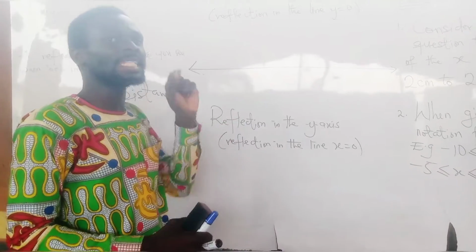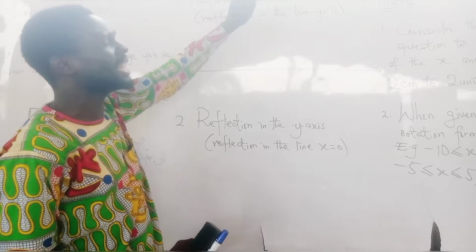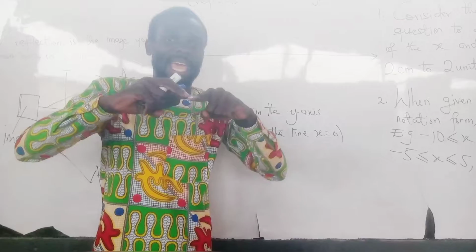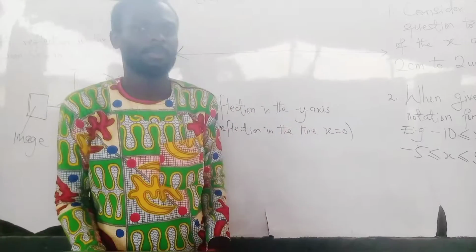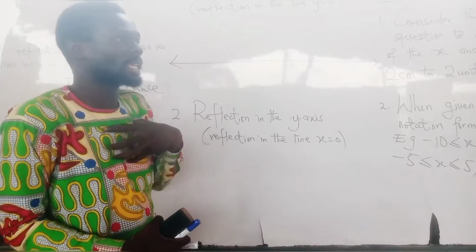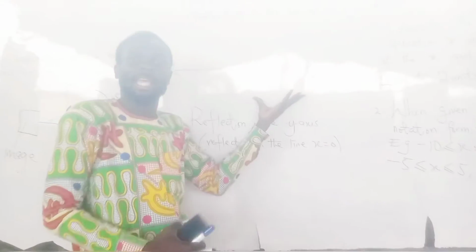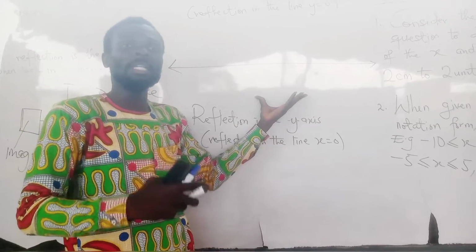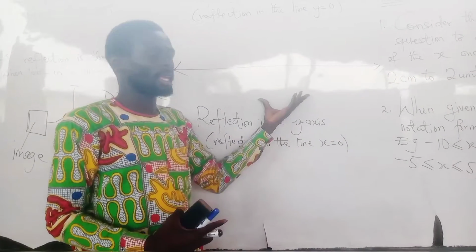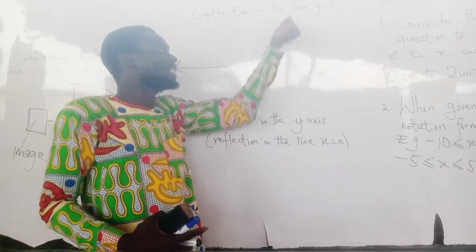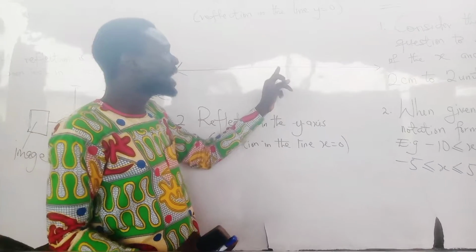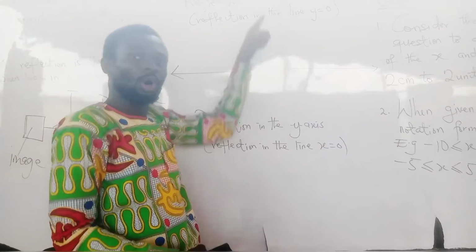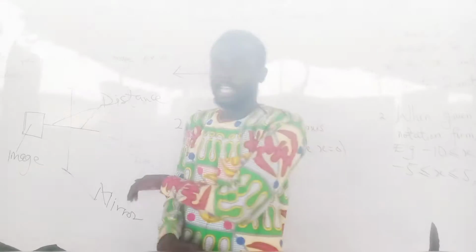X-axis. So anytime we are being asked to do reflection in the x-axis, then it means we are going to take the x-axis as our mirror line. So if I am an object and I'm here and I'm looking into the mirror, which is my x-axis, where will my image be? My image will be opposite me. So if I am here, then my image is also here. The distance from the mirror to me, the object, is the same distance from the mirror to the what? Image. Just as we've explained here.